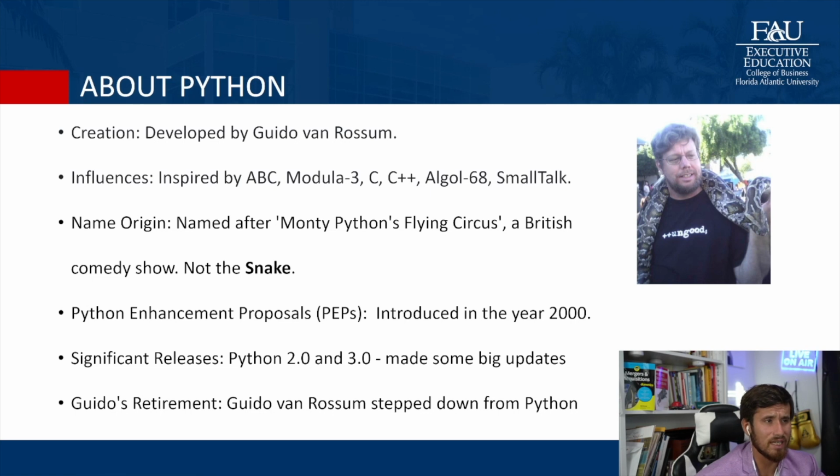The name origin, like I said, doesn't have anything to do with the snake. It actually has to do with Monty Python's Flying Circus. It was a comedy show, so that's interesting. And you can see Guido van Rossum over here with the Python snake, so that's pretty interesting.